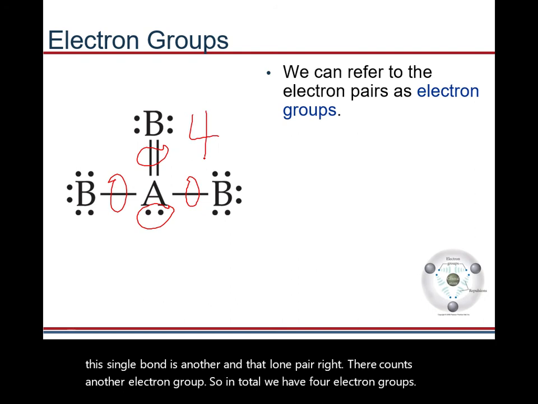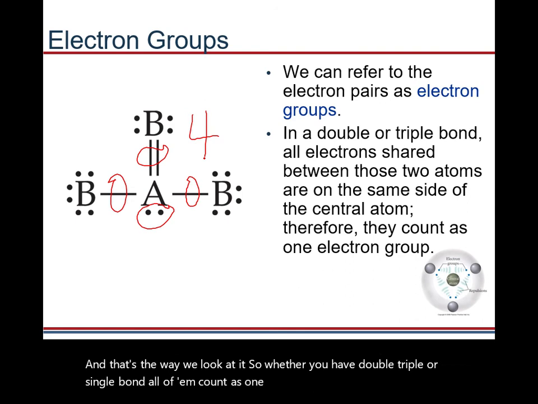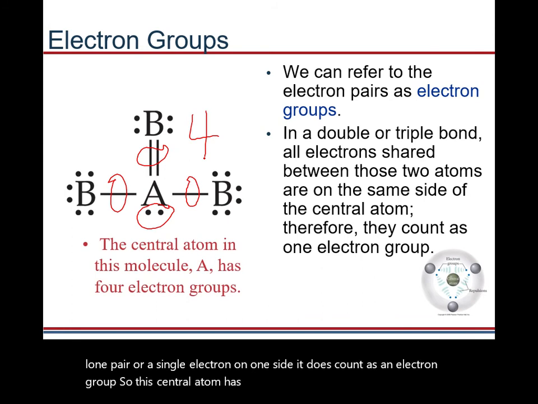And that's the way we look at it. So whether you have double, triple, or single bond, all of them count as one electron group. Whether you have a lone pair or a single electron on one side, it does count as an electron group. So this central atom has 4 electron groups.